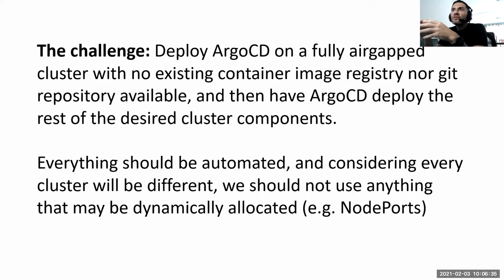And since it was going to be deployed across numerous different clusters that were air-gapped, we really couldn't use anything that would be dynamically allocated, right? So no ports or anything like that, we just couldn't use. It had to be no ingresses, nothing that was host name based or with a host name that would be resolvable at the node level. So that was the challenge that we were approached with.